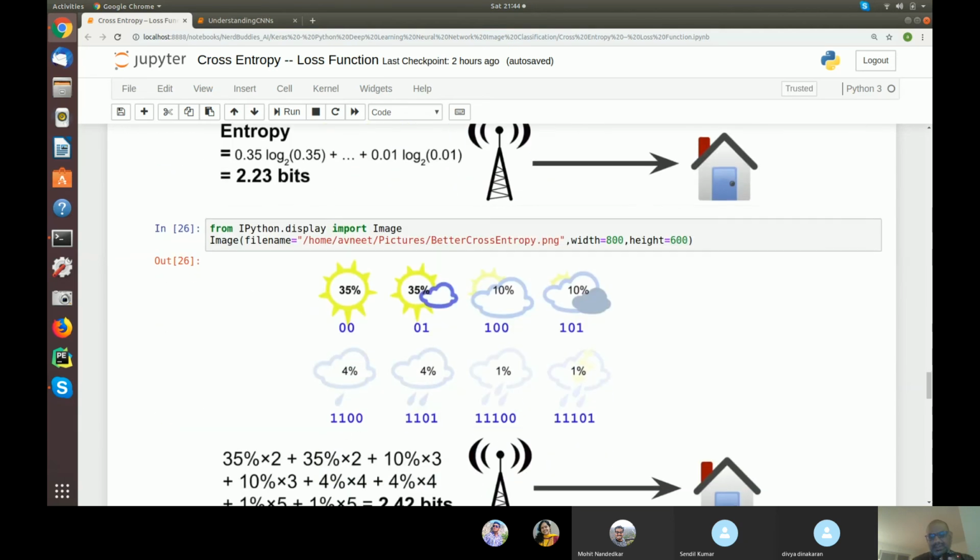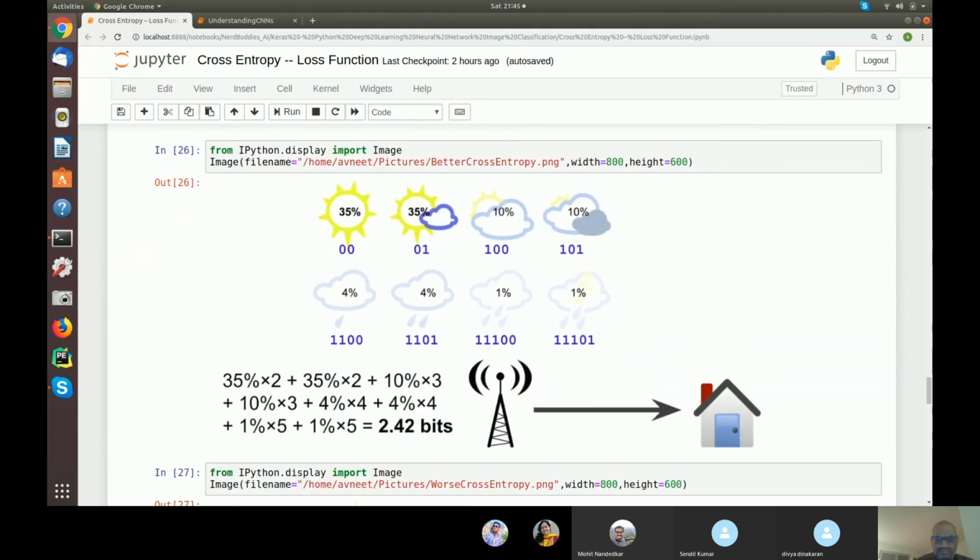And the next image and the one after that will sort of show how or why. So if we see that 35% of the time the first 2 events are happening, so 70% of the time those are the 2 events that happen. So then we can encode them with fewer bits. And the events that happen rarely, those we can encode with more bits.